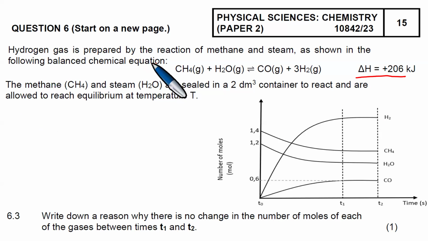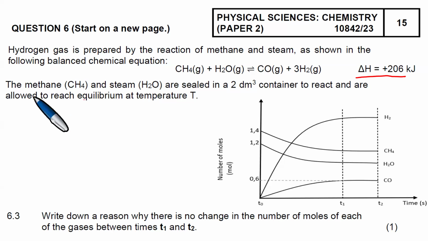Hydrogen gas is prepared by the reaction of methane and steam, as shown in the following balanced chemical equation. CH4 gas reacts with steam H2O, which is water in gaseous state, to produce carbon monoxide, CO gas, and hydrogen gas. And this here is an endothermic chemical reaction. Please take note of that, grade 11 children.